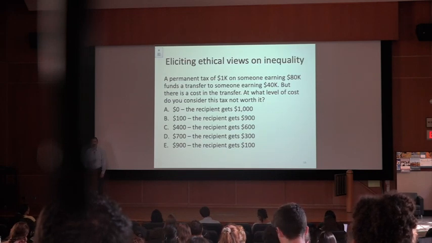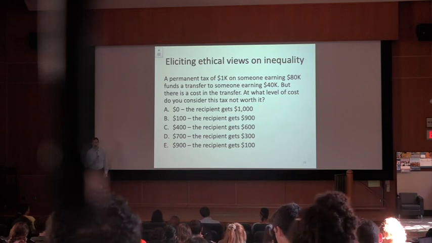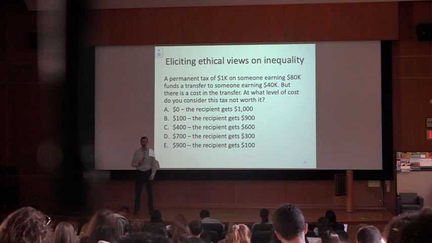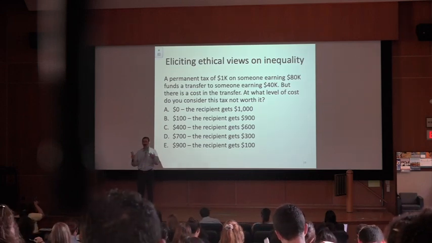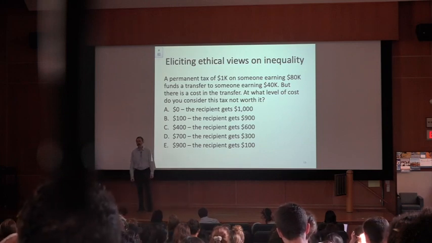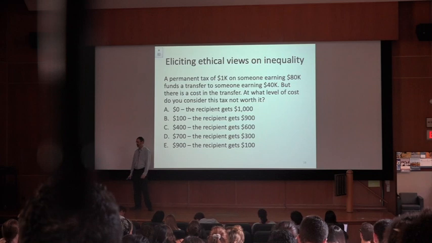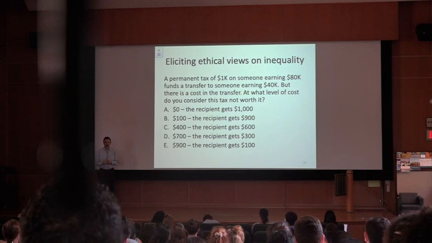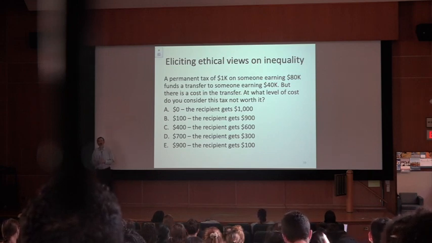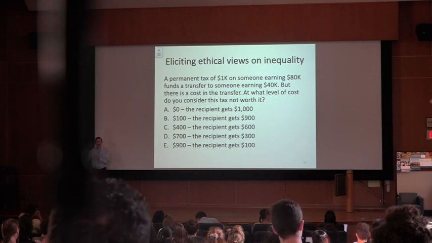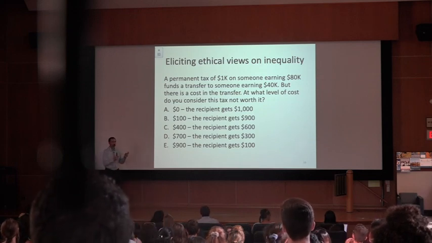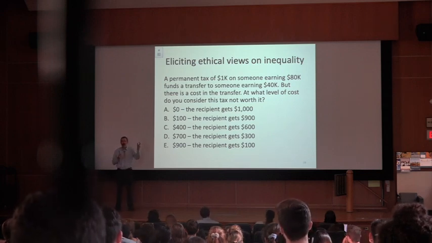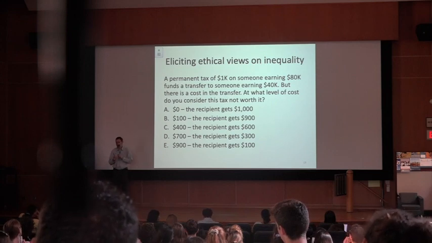So I'd like you to take out your clickers now, if you don't mind, to elicit your views about how much priority we should give to the worse off. To see what we have in the room in terms of attitudes toward this question of priority. We'll do that with a concrete example. This is called the leaky bucket thought experiment. How does it work? Imagine you have a guy who is earning $80,000 a year. Another guy is earning $40,000 a year. And we imagine making a permanent transfer of $1,000 from the richer guy to the poorer guy.